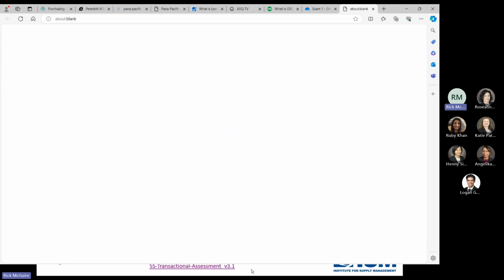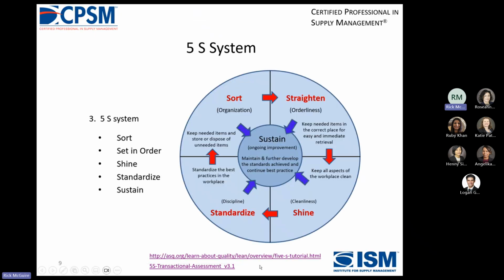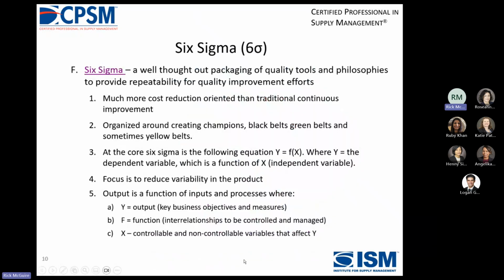Well, it takes forever to open some of these things, so we'll move along. And everybody's favorite, Six Sigma. Quality tools and philosophies. And their whole deal is to reduce variation. More of a cost reduction oriented strategy. Black belts, green belts, champions. And you'll see test questions on this.